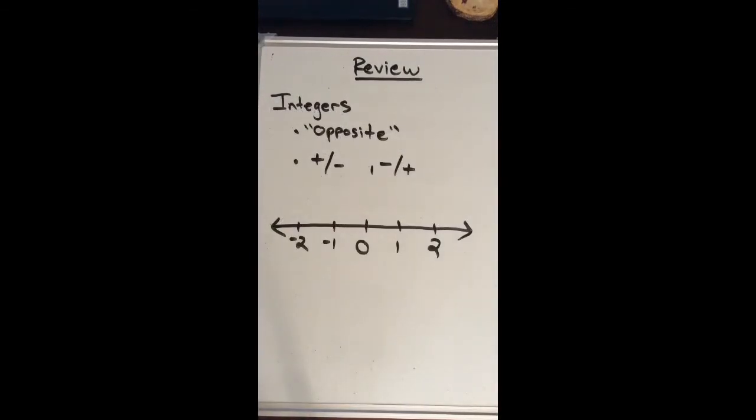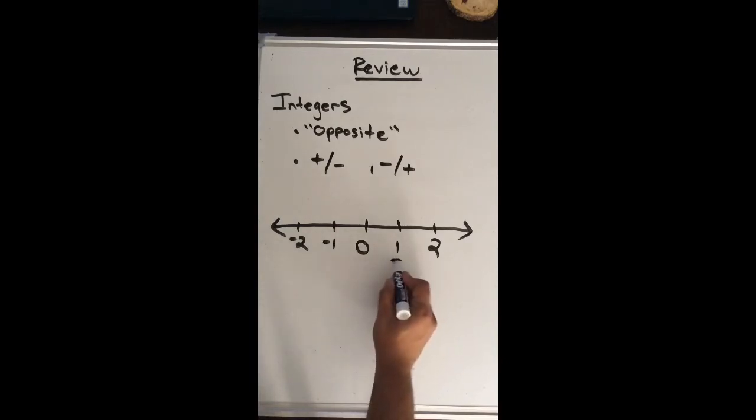When talking about a number system of integers, we often like to use the word opposite when describing certain numbers. When you have a positive number, the opposite of that positive number is a negative number. Same way, if you have a negative number, the opposite of that negative number will be positive. Not only will they be different signs, and when we're talking about signs, we're talking about positivity and negativity, they'll also be the same number. For instance, if we're looking at +1, the opposite of +1 is going to be -1.